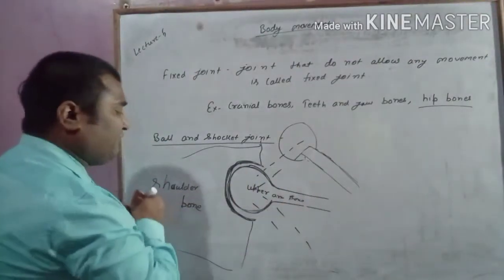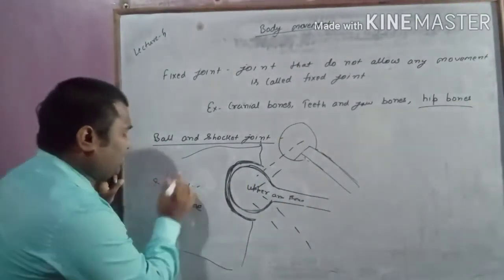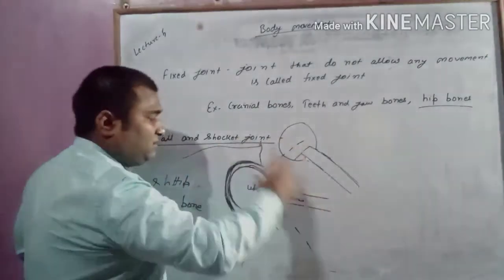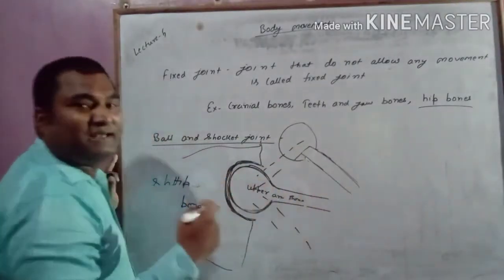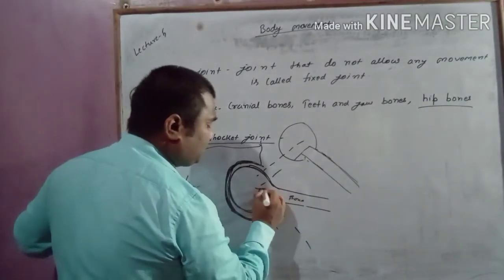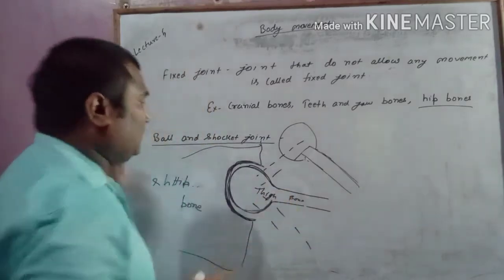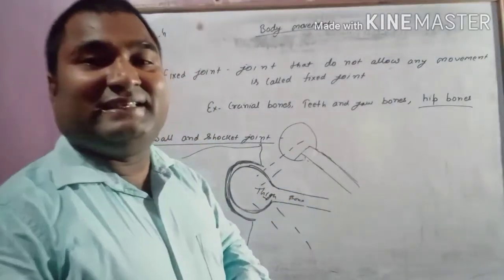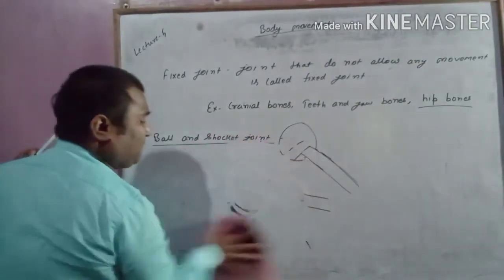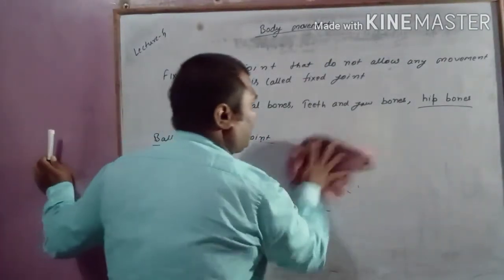The same thing applies to the hip. Imagine this is the hip bone. Then this will be the upper leg, the thigh bone. So this type of joint is seen in the shoulder and upper arm, and it is called a ball and socket joint.